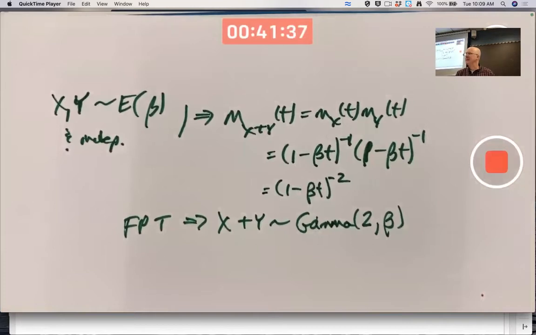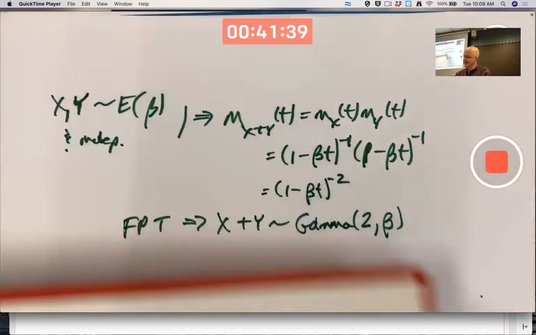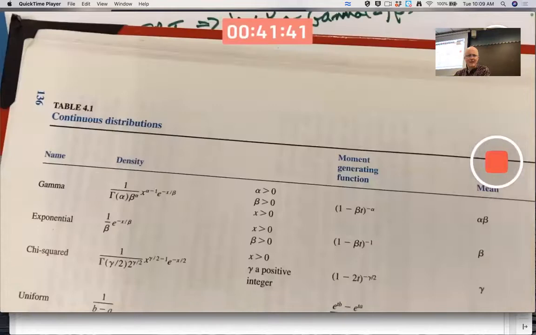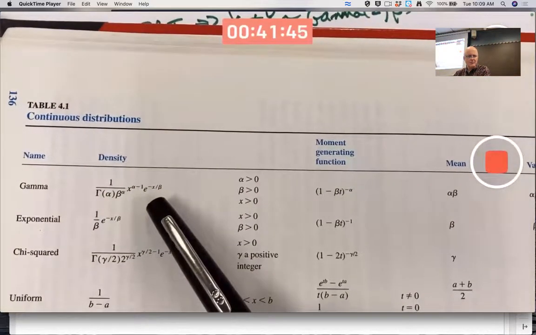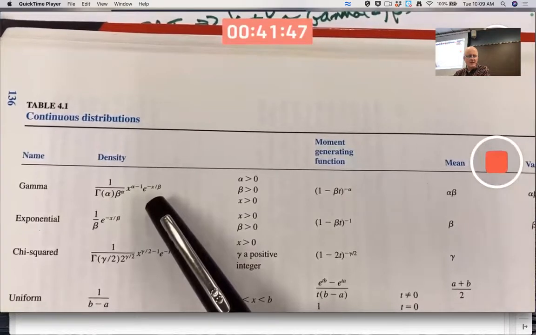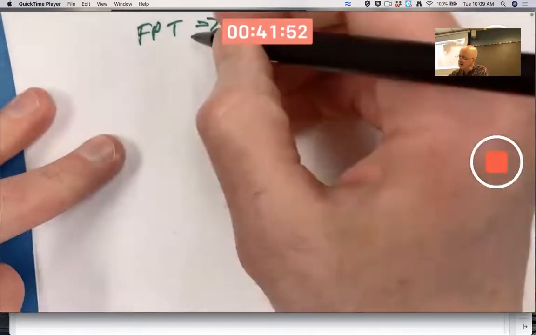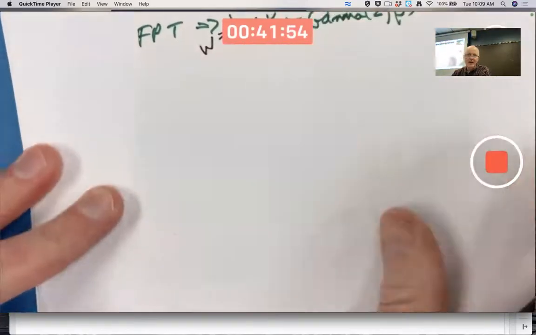What would its PDF be, by the way? It would be this when you take alpha equal to 2. And beta is arbitrary. So the PDF of, let's call it W, equals X plus Y.